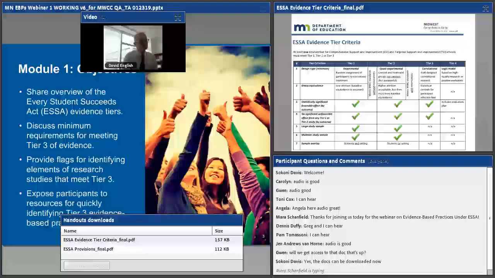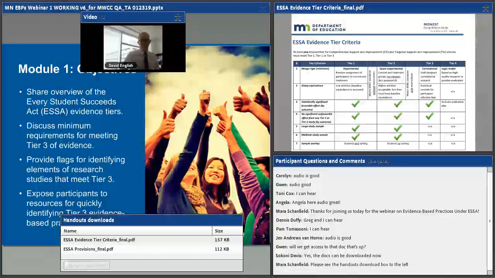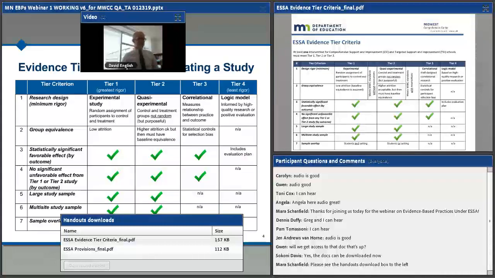So the objectives today are to share with you an overview of the tiers, but really focus on the minimum requirements for meeting Tier 3 of evidence. I'm going to provide some visual flags for you, some clues that you'll be able to use to easily and quickly identify some of these minimum requirements around Tier 3. And then we are going to finally expose you to some online resources real quickly so that you can get started using those at a higher level.